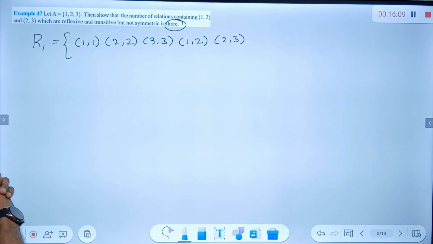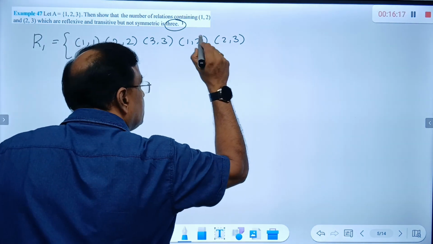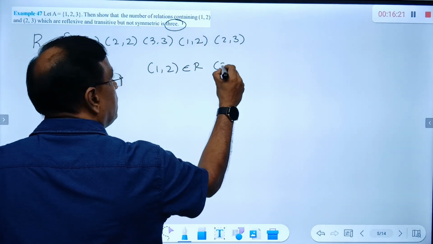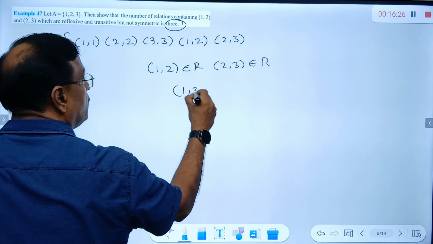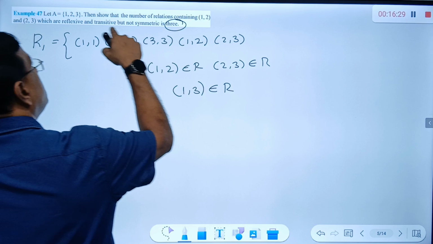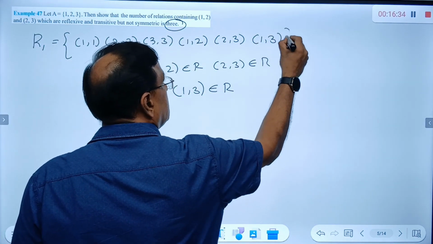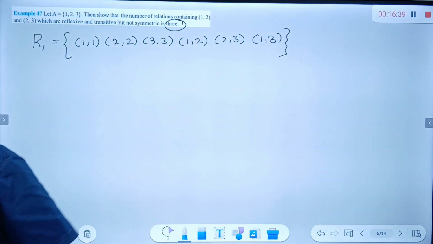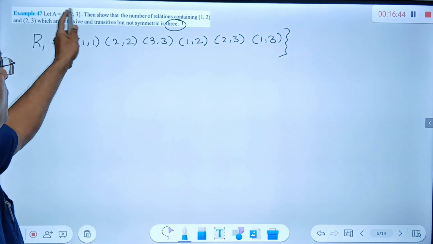Good, well done. Now I should search for transitive. Is it transitive? It is not transitive as of now, because if (1, 2) belongs to R and (2, 3) belongs to R, I should find (1, 3) belongs to R if you want the relation to be transitive. So I will add (1, 3). So this is an example of a relation which is reflexive and transitive but not symmetric. This is one such relation with {1, 2, 3}.